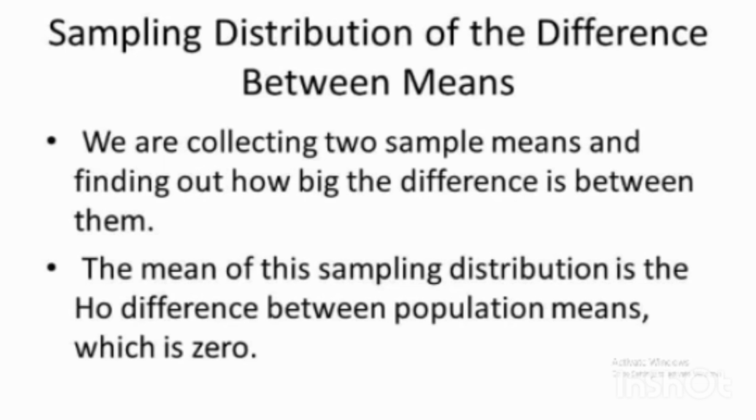Sampling distribution of the difference between the means: we are collecting two sample means and finding out how big the difference between them is. The mean of this sampling distribution under H0 is the population mean difference, which is 0.